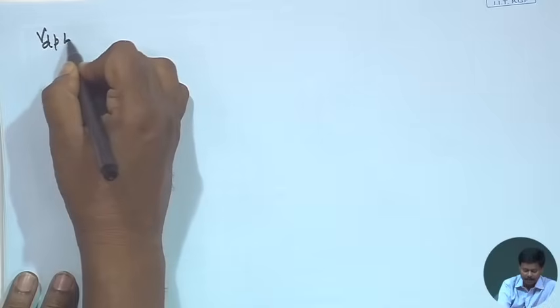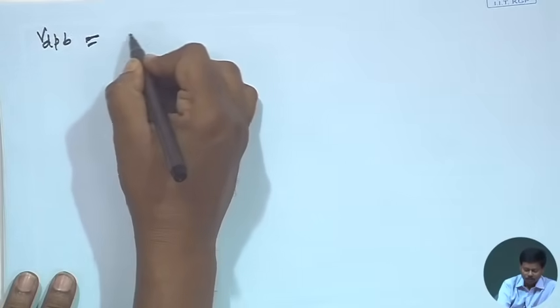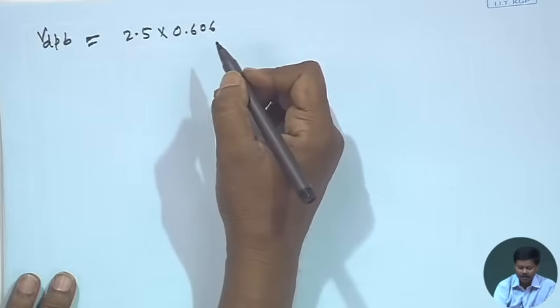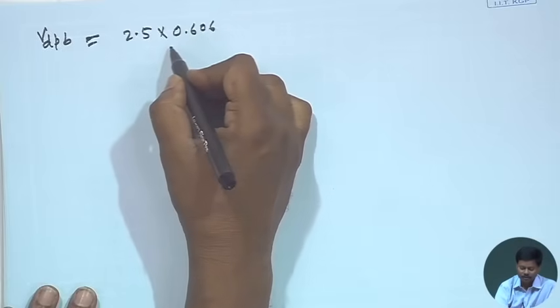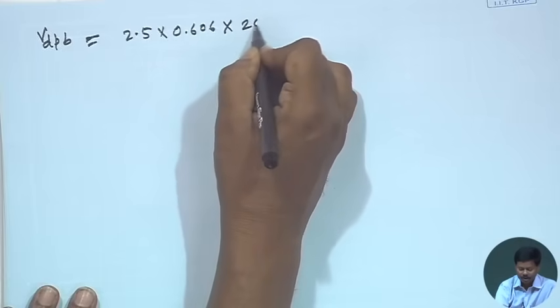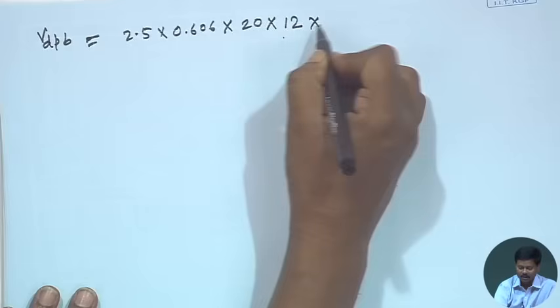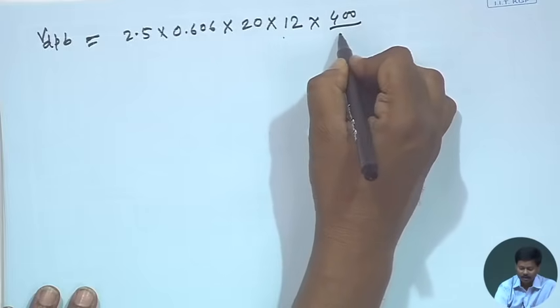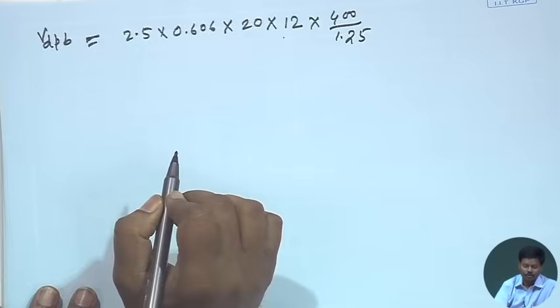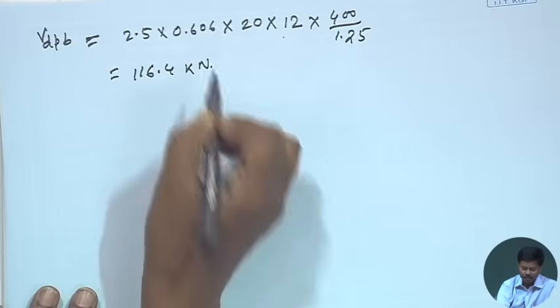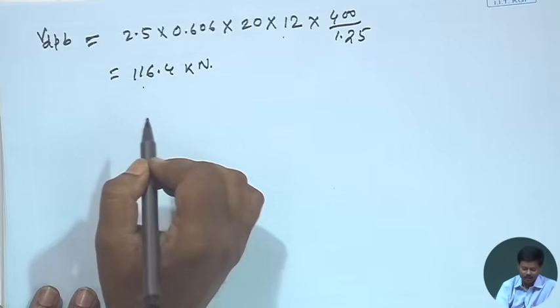So, we can find the bearing strength of the bolt, that is VDPB, as 2.5 into KB. KB will be the same, because KB depends on edge and pitch distance, so this will be the same for all. KB into d, where 20 mm is the bolt diameter, and t we are considering 12, that is the gusset plate thickness. Then fub was 400 by gamma mb, which was 1.25. After calculating, we find this as 116.4 kilonewton. So, the bearing strength is 116.4 kilonewton.